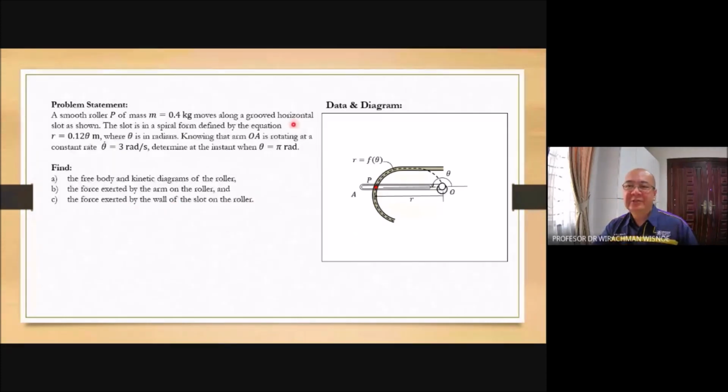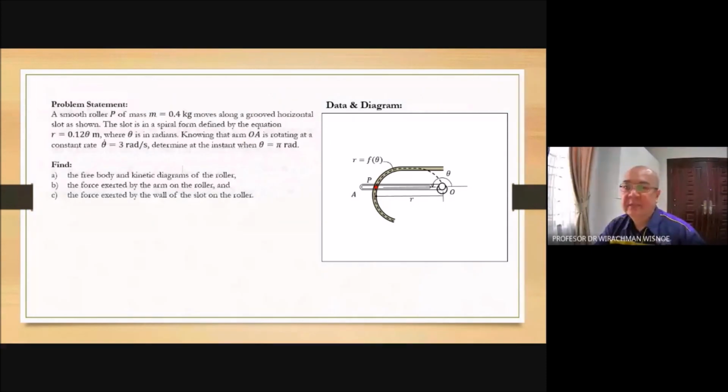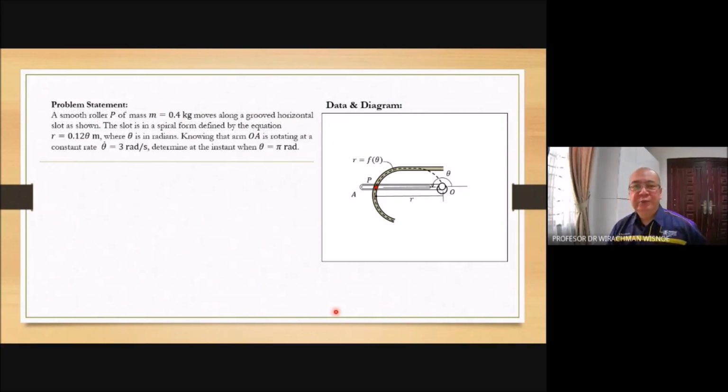The slot is horizontal. It is rotating like this. The arm is like this. You are going to use r-theta coordinate, or radial transverse coordinate. We are going to analyze at theta equal to pi rad. Pi means 180 degrees, so it means at this situation. So I'm going to put the axis in this situation.